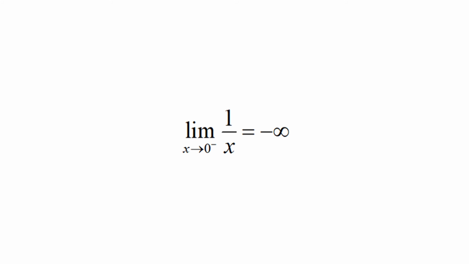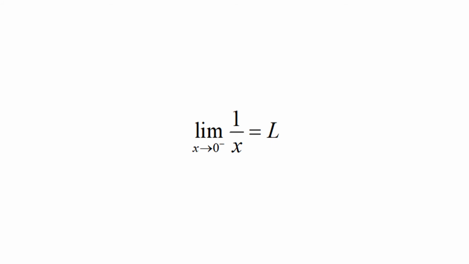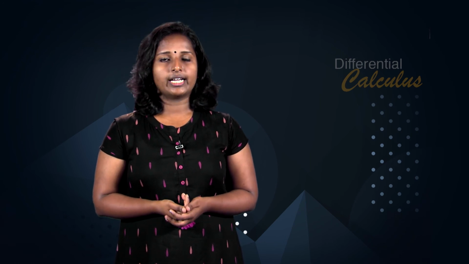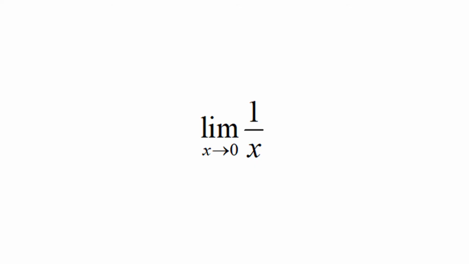As there is no finite real number L such that the limit of 1 upon x as x approaches 0 from the left is L, we say that the limit of 1 upon x as x approaches 0 from the left fails to exist. That is, the left hand limit does not exist when x approaches 0. As neither the left hand nor the right hand limit exists as x approaches 0, we conclude that the limit of 1 upon x as x approaches 0 does not exist.